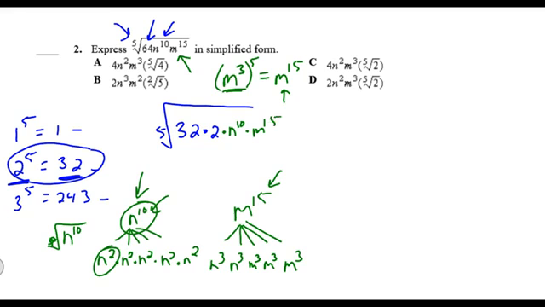And if you do that, the 32 gets to come out as a 2, n to the 10 gets to come out as n to the 2, and m to the 15 gets to come out as m to the 3. So if we do all that, we end up with this one, and we still end up with a 2 trapped in there. So that was D.